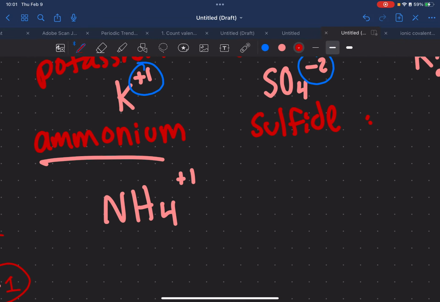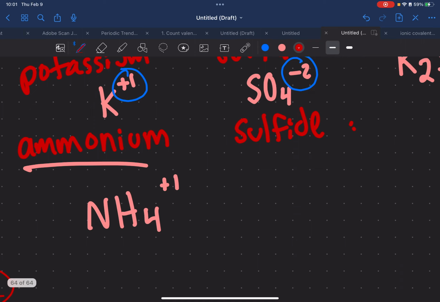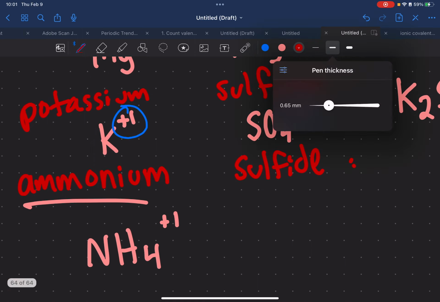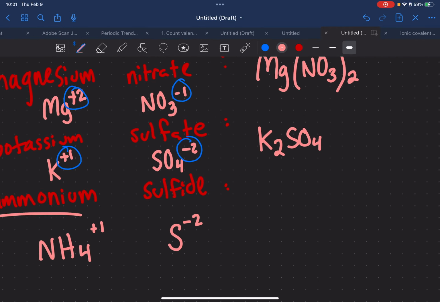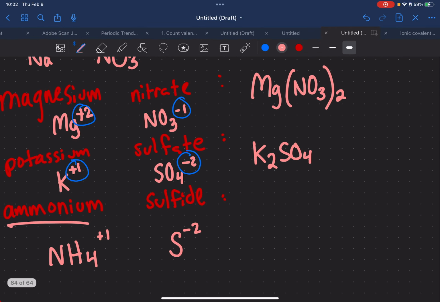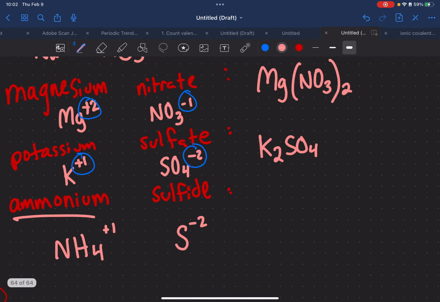So that's NH4+1. Sulfide, this time, is not sulfate, so be careful about that. Sulfide is just the monatomic ion of sulfur, and that has a charge of -2. So then what do we need more than one of here? Do we need more than one sulfide or more than one ammonium? That's right, we need more than one ammonium. I do it like this.